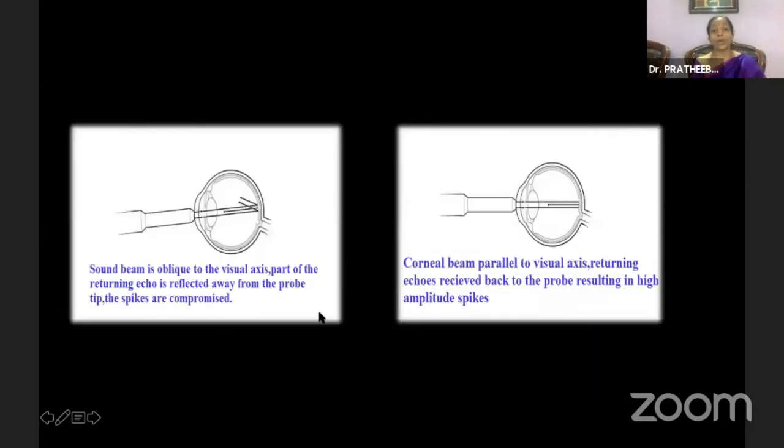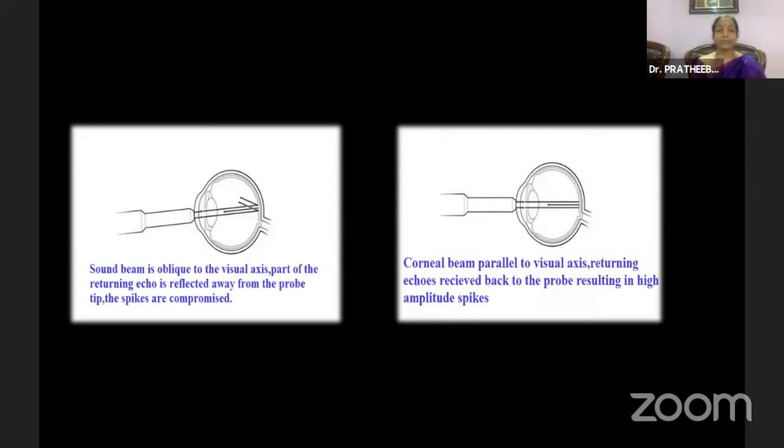When there is any tilt in the head, the sound beam which passes is oblique to the visual axis, and part of the returning echoes is reflected away from the probe tip, and the spikes are compromised. So it might give a wrong axial length. However, when the patient looks straight, most of the echoes reflected from the structures are perceived by the probe, and they give good quality spikes, and we get a proper axial length.